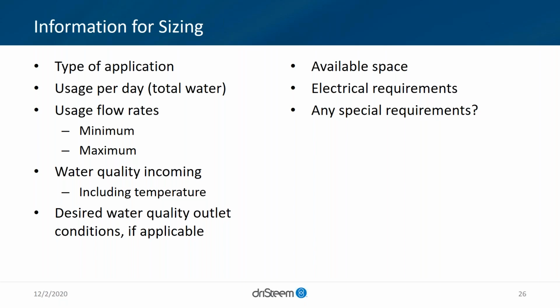What's the water quality coming in, including temperature? We want to make sure that this isn't seawater, for example, or this isn't brine water, intruded well water. What's the outlet? What's the goal? What do we need to get to make sure that that piece of equipment or that customer is happy? Available space, there's definitely clearance requirements for all of the pre-treatment and for the ROs. What are the electrical requirements?